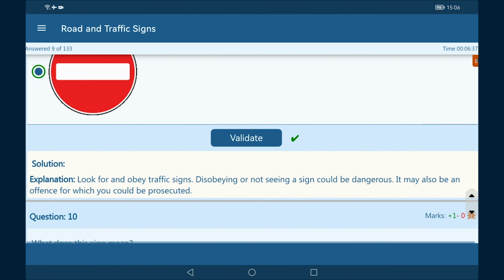Explanation. Look for and obey traffic signs. Disobeying or not seeing a sign could be dangerous. It may also be an offense for which you could be prosecuted.